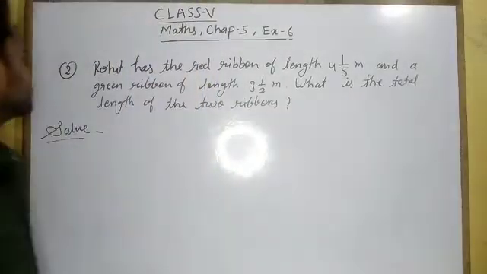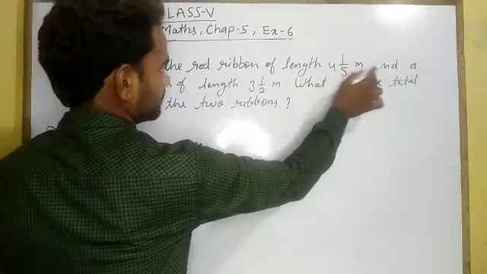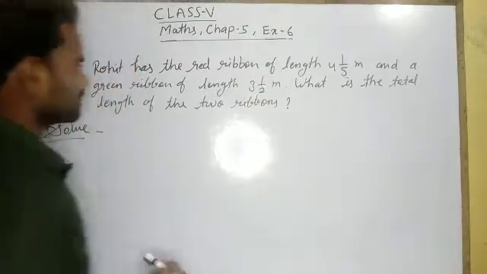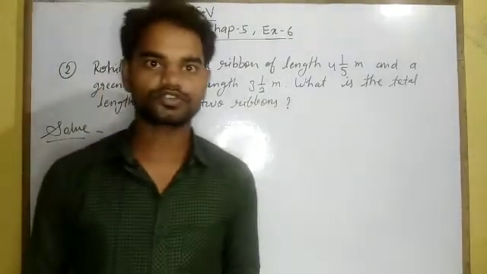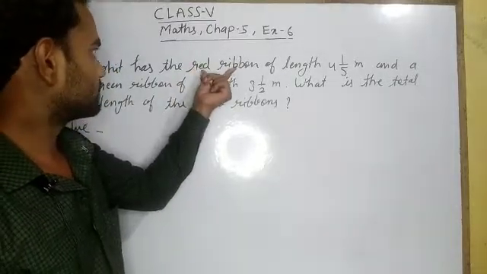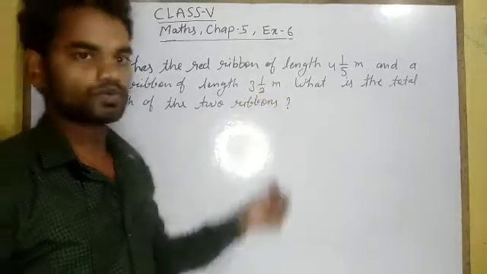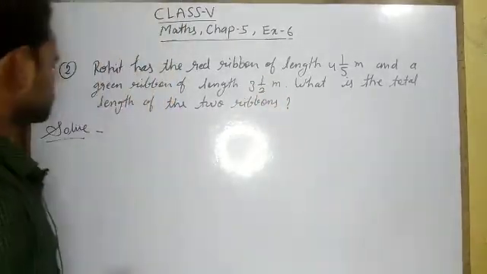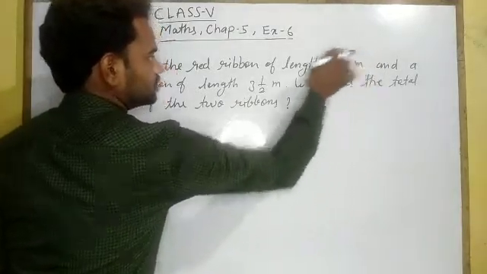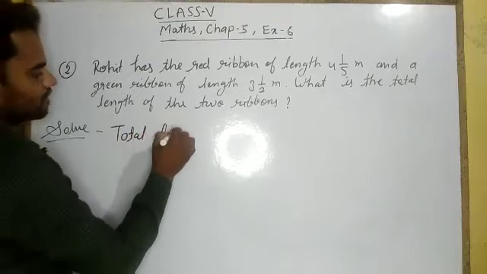Now question number 2. Rohit has a red ribbon of length 4 whole 1/5 meter and a green ribbon of length 3 whole 1/2 meter. What is the total length of the two ribbons? Simply in this question we have to find out the total length of the two ribbons. The red ribbon length is 4 whole 1/5 meter and the green ribbon's length is 3 whole 1/2 meter. So what is the total length? In order to find out the total length, we simply add the lengths of these two ribbons and we will get the total length of the ribbons.